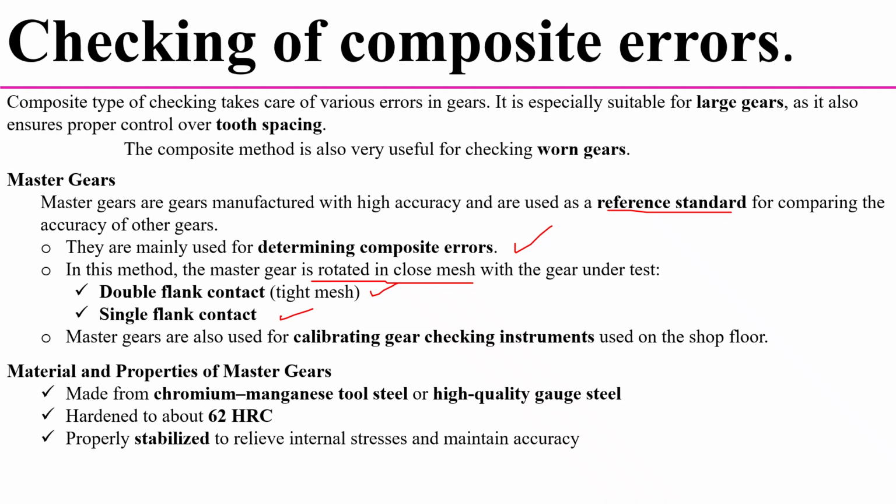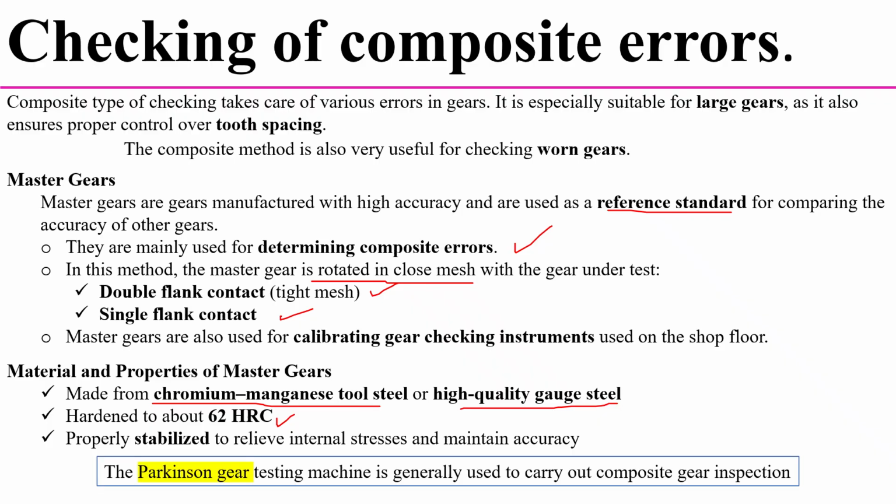So let's see the materials and properties of master gears. Master gears are made from chromium manganese tool steel or high quality gear steel. From the hardness point of view, these master gears are hardened to about 62 HRC. And these master gears are properly stabilized to relieve internal stresses and maintain accuracy. In general, the Parkinson gear testing machine is used to carry out composite gear inspection.